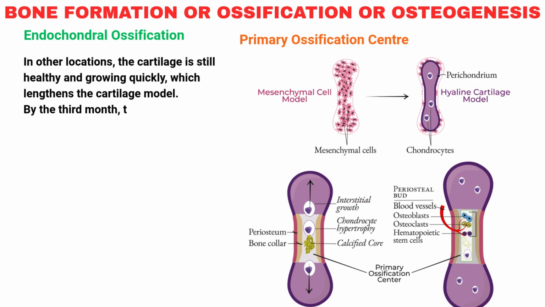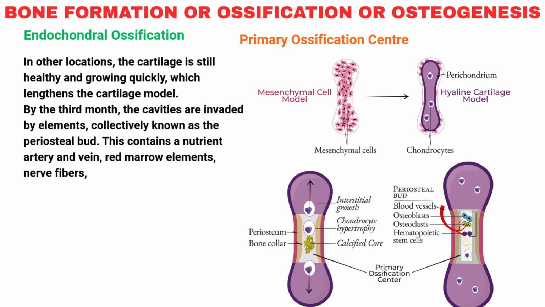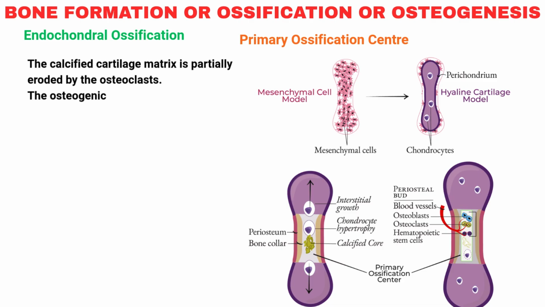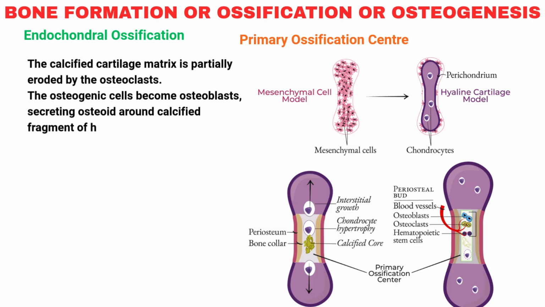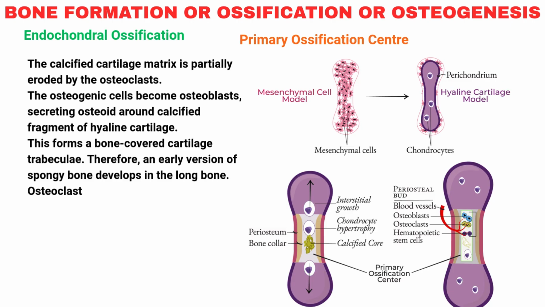By the third month, the cavities are invaded by elements collectively known as the periosteal bud. This contains a nutrient artery and vein, red marrow elements, nerve fibers, osteoclasts, and osteogenic cells. The calcified cartilage matrix is partially eroded by the osteoclasts. The osteogenic cells become osteoblasts, secreting osteoid around calcified fragments of hyaline cartilage. This forms bone-covered cartilage trabeculae. Therefore, an early version of spongy bone develops in the long bone.